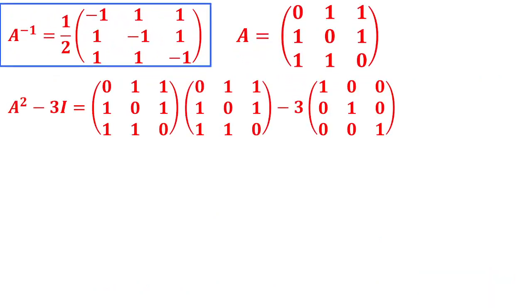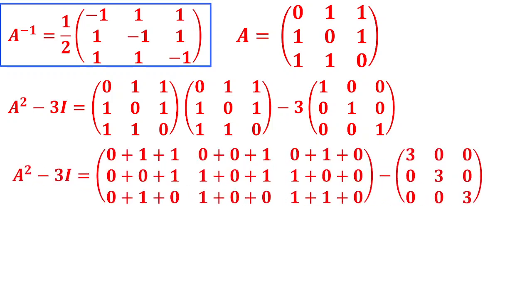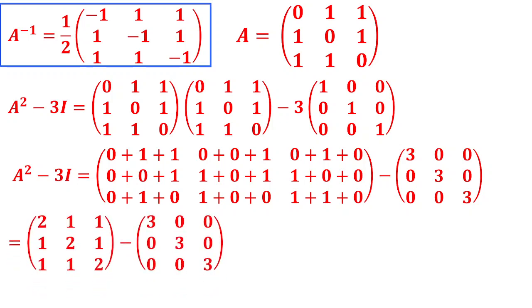A is already given. Let us find what A square minus 3I is. They want it now. Therefore, A square is nothing but A into A, minus 3 into I. Very simple. I know the product of two matrices, and I know what scalar multiplication means. Therefore, I found it as minus 1 1 1, 1 minus 1 1, 1 1 minus 1.